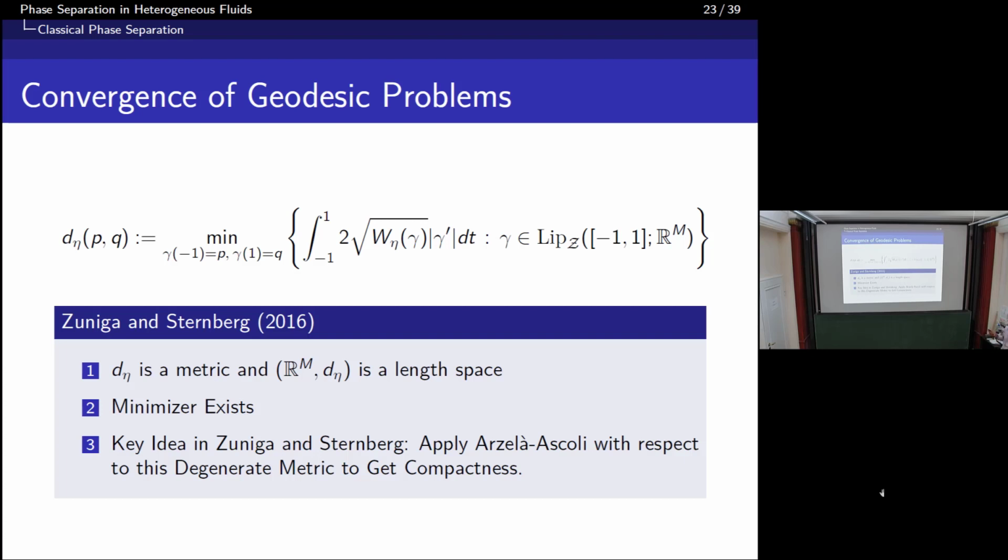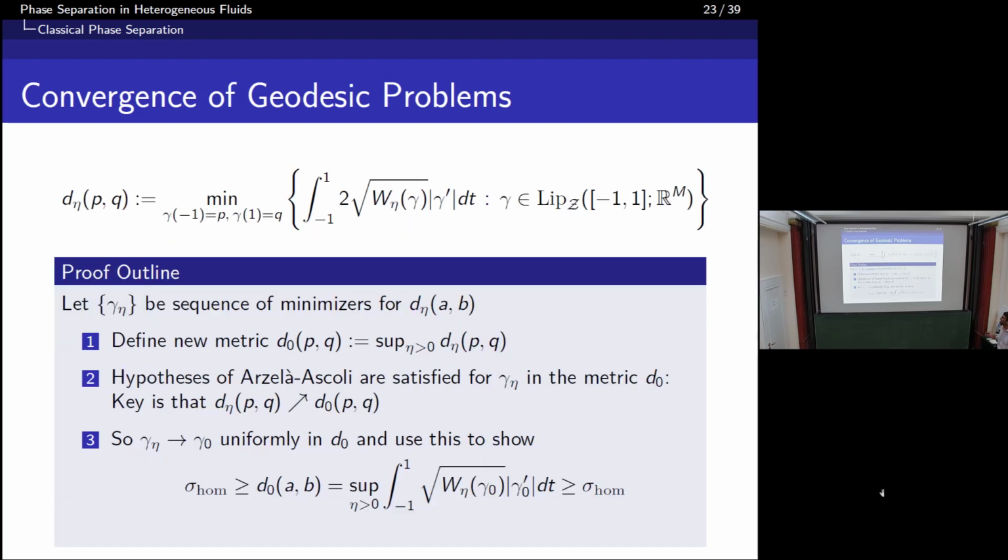But the key idea in this paper is, what's the point in using the Euclidean metric? We should just be using the metric that you have. So you basically show that the properties of Arzelà-Ascoli hold within this degenerate metric. And so they proved this, and then they proved that, okay, once you have Arzelà-Ascoli, then you get compactness, and then you can do some stuff with the length functional to get that this is actually a minimizer. So we're going to use this idea to also do this problem without using any other assumptions, like assuming W C3 or something like that.